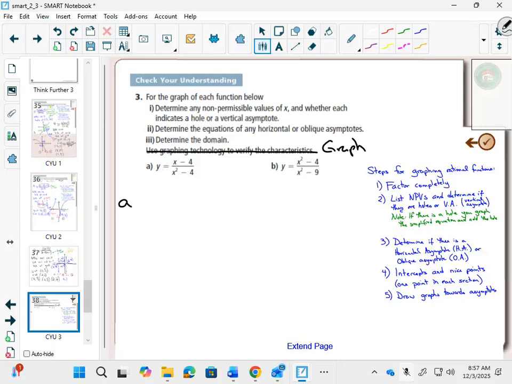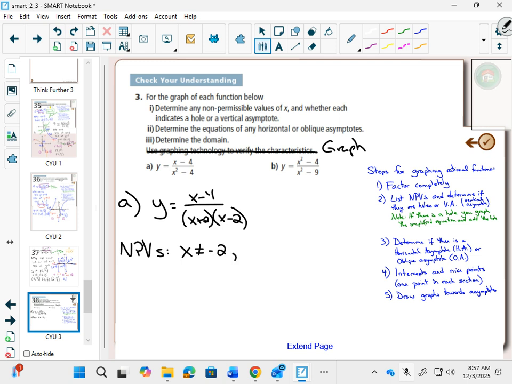Okay, so let's start. We always start by factoring. The bottom is the difference of squares: x plus 2, x minus 2. Can I state my non-permissible values? Absolutely. x can't equal -2, and x can't equal 2. And those non-permissible values will either be holes or vertical asymptotes.